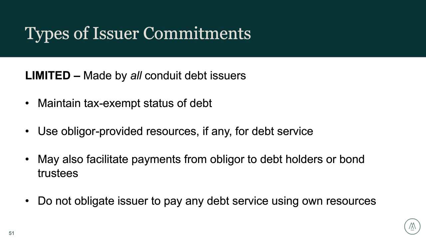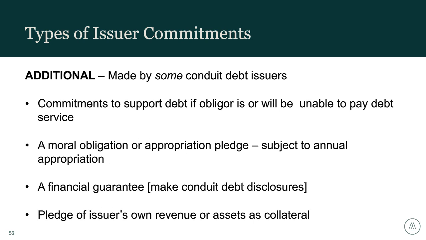What is going to possibly obligate the issuer to make debt service payments is these additional commitments. On the first bullet point, committing to support the debt of an obligor is if they're unable to make their debt service payments. I think that's fairly straightforward. You've made that commitment. They're not able to make the payments, then you need to step in and do so.